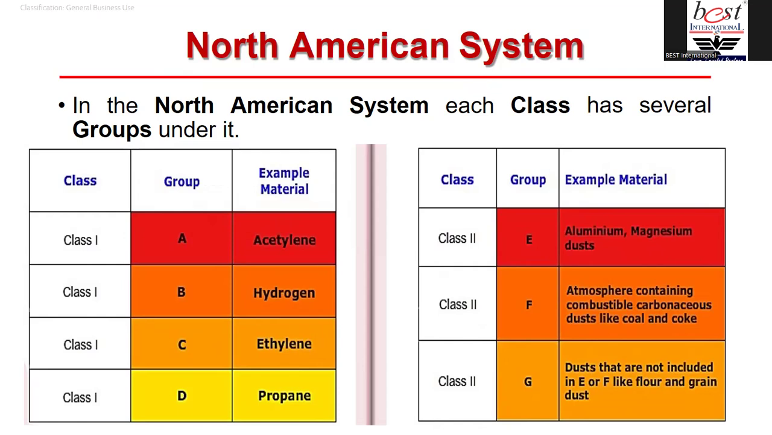Like in class 2, if we take group E, material examples are aluminum, magnesium and dust. Class 2 group F is an atmosphere containing combustible dust like coal and coke. And class 2 group G is dust not included above. Same way, class 1 A is acetylene, class 1 B hydrogen, class 1 C ethylene, and class 1 D propane. So each class you have to understand according to the group, and the example material should also be there. And this is another opportunity you can research and start learning further.